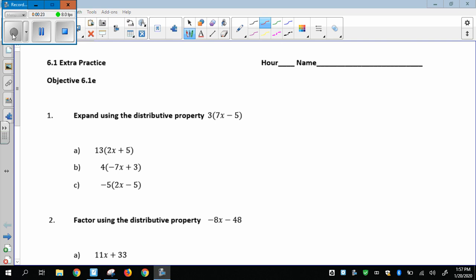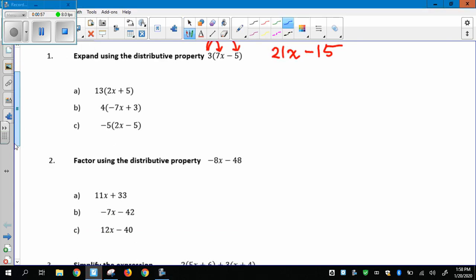All right. First of all, we're going to use a distributive property to expand these expressions. What that means is this number outside the parentheses means multiply, and you're going to just distribute that 3 with everything inside the parentheses. So I have to do 3 times 7, which is 21x, and then I also have to do 3 times -5, which is -15. So this expression in expanded form is 21x minus 15.